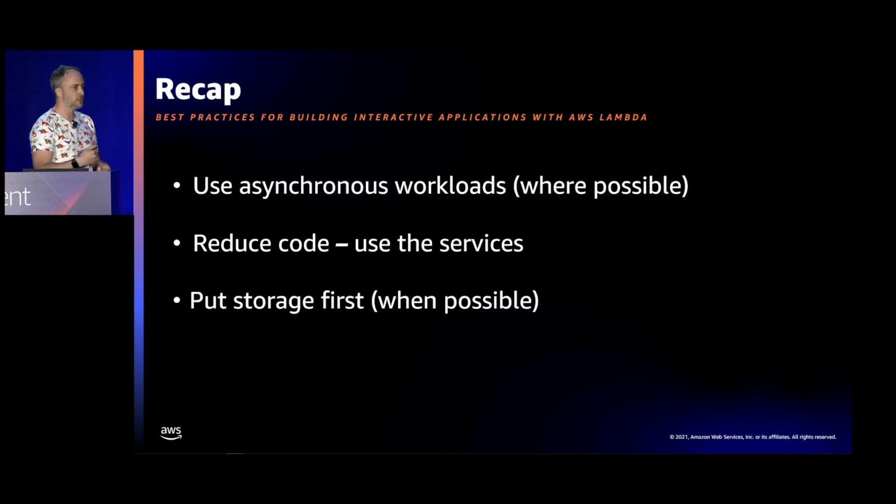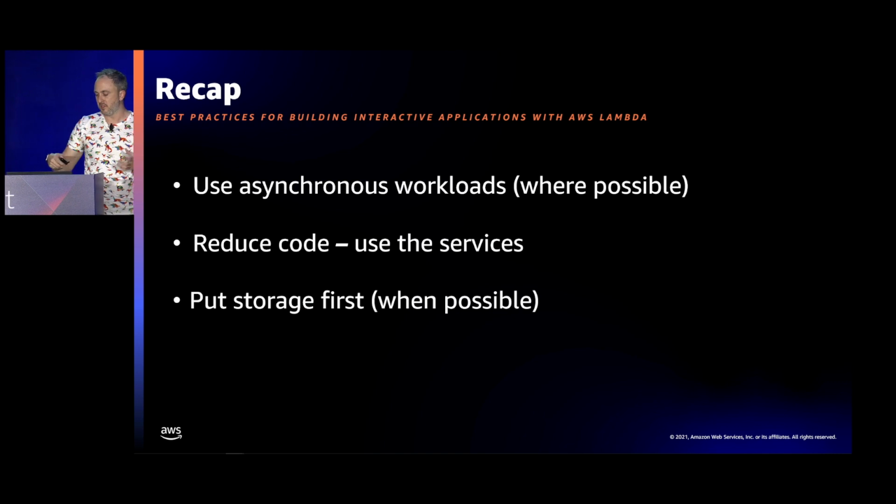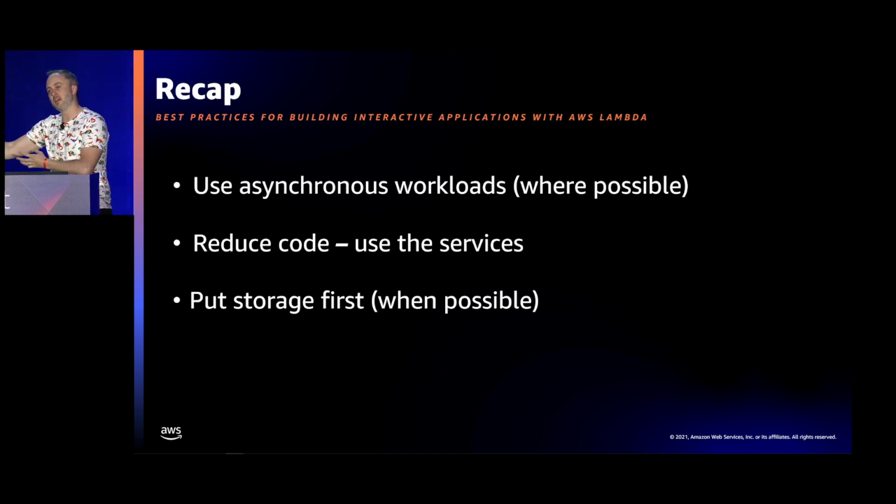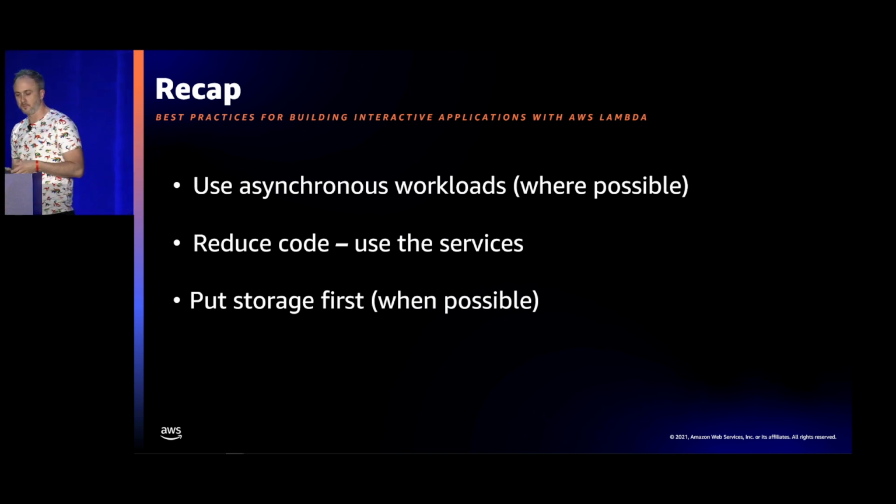The next thing is to try and reduce code in your Lambda functions. This will decrease the cognitive load that you need to understand what your function is doing, and it will allow you to write more specific code. The best way to do that is by using the services. So lean into the services, configure the AWS services to do what you need them to do, rather than writing more custom code, more routing into your Lambda functions, more authorization into your Lambda functions. Use the services as and when you need.